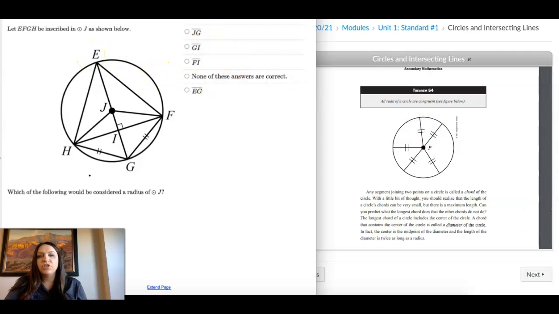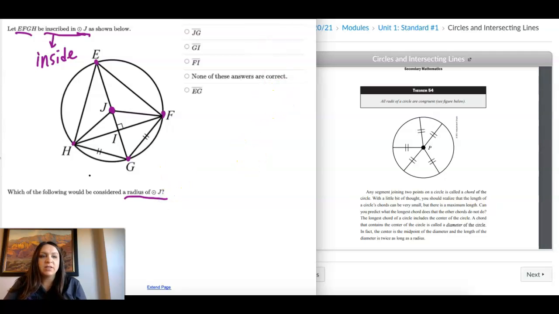So we're looking at shapes inscribed in circles. That means this shape E, F, G, H is inside. That's what inscribed means. It's inside circle J. And we call it circle J because the center point is J. So it's asking which would be considered a radius of J.